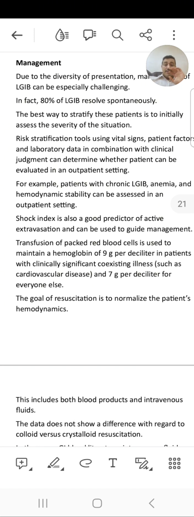Also in the management, as an introduction, we have to remember that about 80% of lower GI bleeding resolves spontaneously. Please remember that some patients with lower GI bleeding can be managed as outpatients. Those who present as hemodynamically stable with just a feature of iron deficiency anemia can be managed as outpatients for elective colonoscopy, for example.